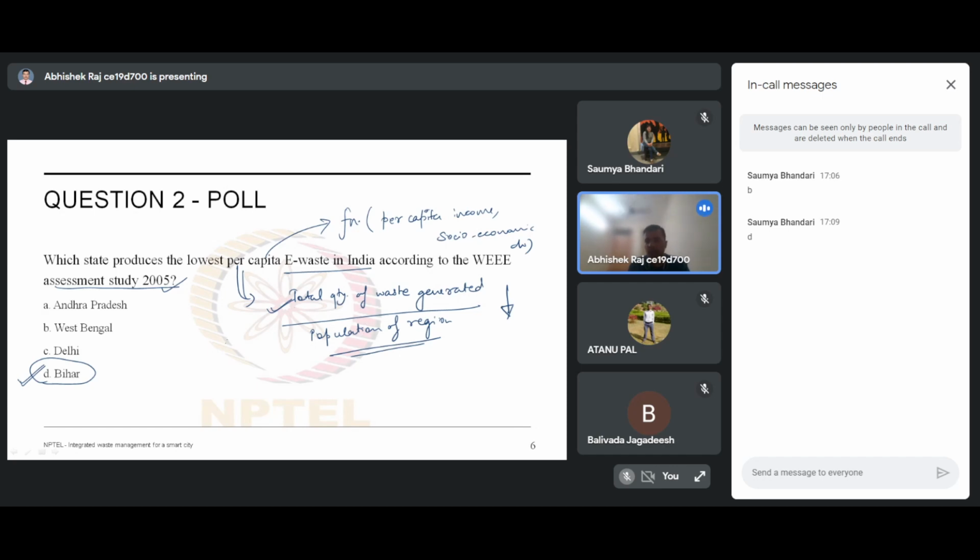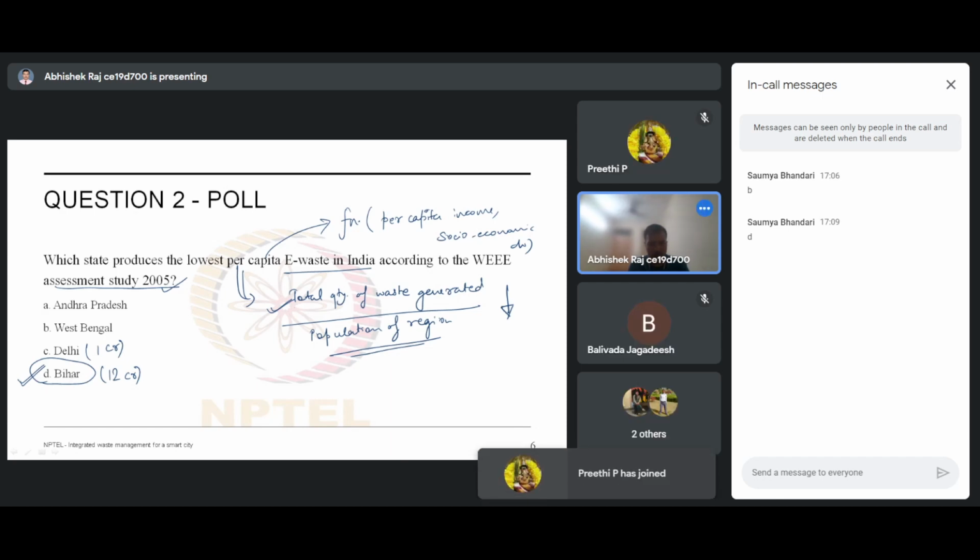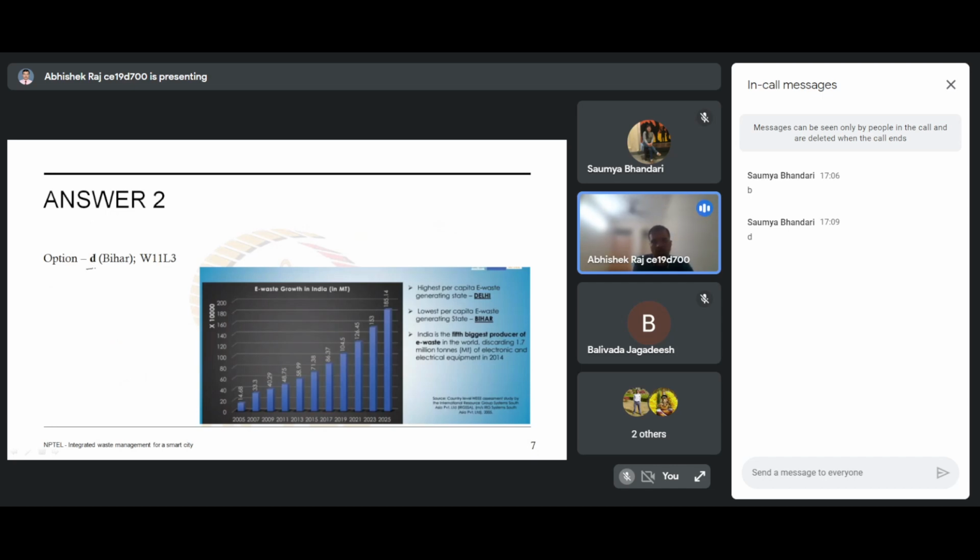Delhi may produce a certain quantity of waste, but the population of Delhi is around 1 crore. If we compare it to any other state like Bihar, it is around, I think, 12 crores. So even if they produce the same quantity of waste, for Bihar the per capita generation will always be lower. That is one of the facts. Remember, this was a study of 2005, so the figures may have changed. Moving on to the answer. Option D, Bihar, was the correct answer. You can refer to the third lecture of this week.